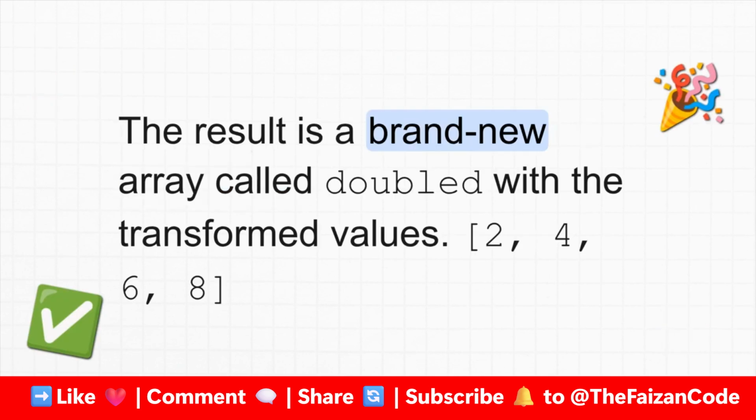The new variable, doubled, now holds a completely new array. You can see it contains all the transformed values. 1 became 2, 2 became 4, and so on. See how clean and predictable that was? That is just incredibly powerful.